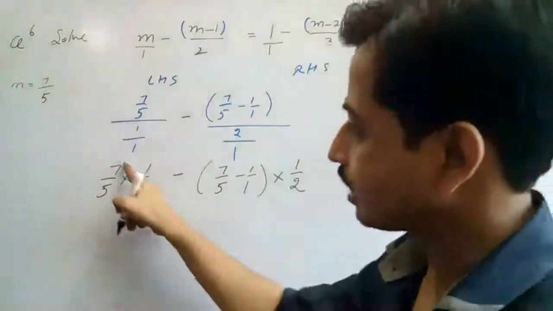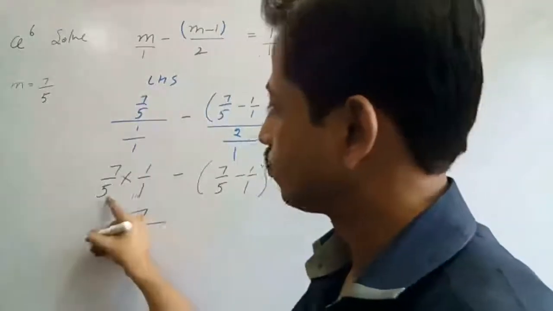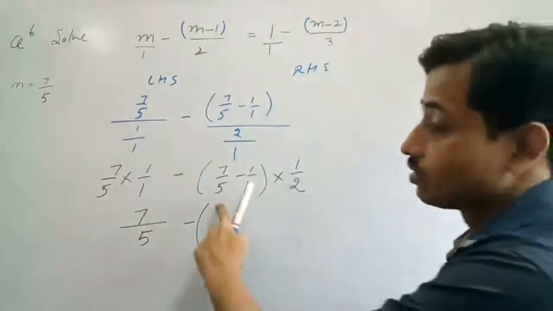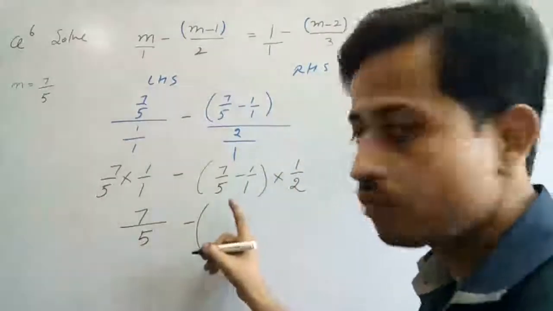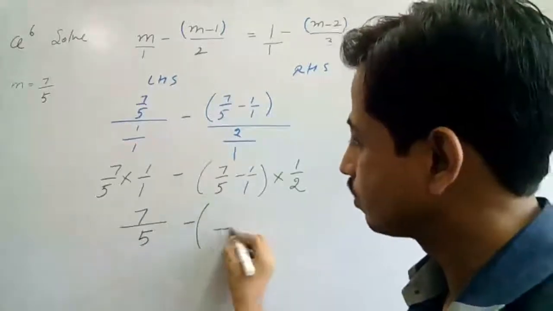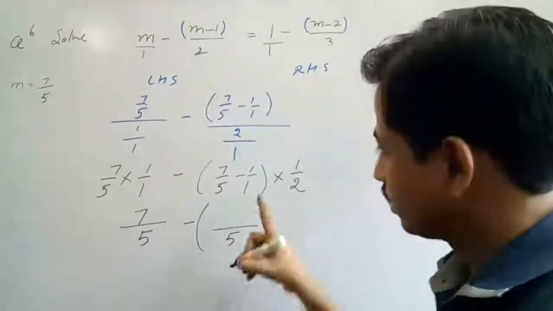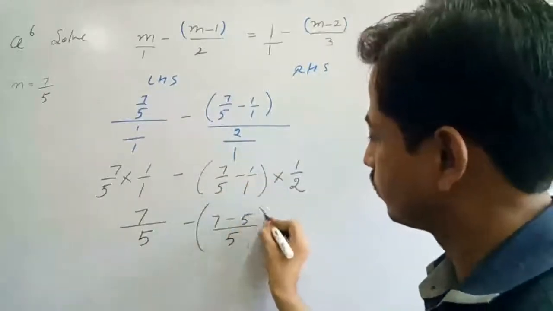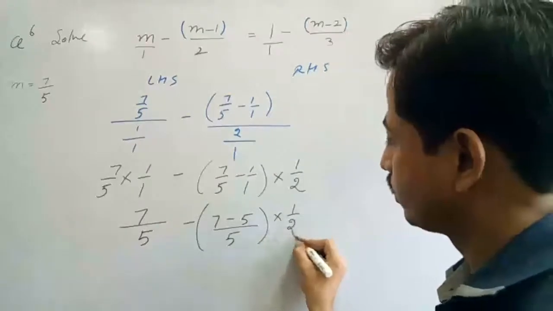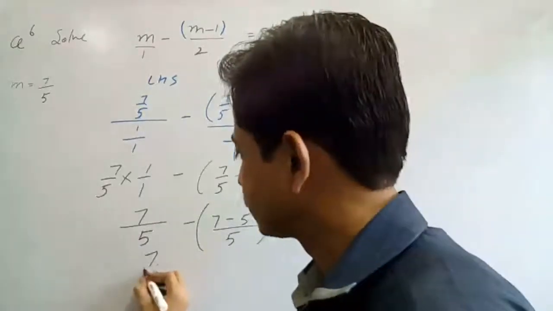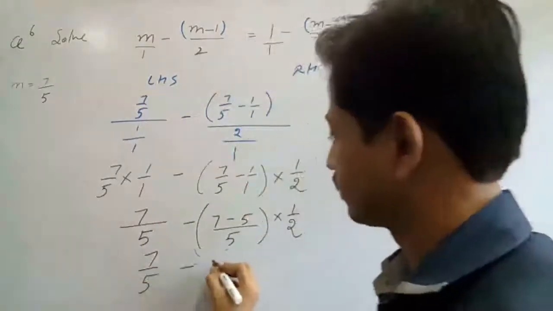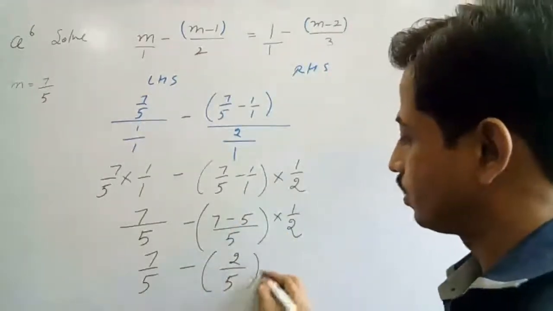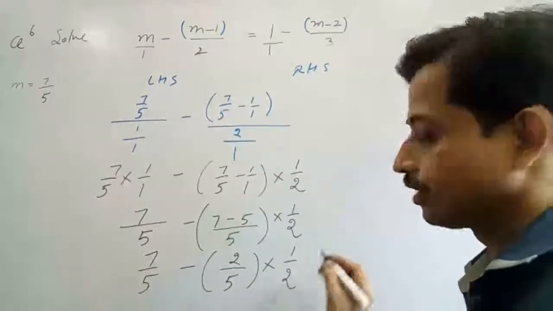Now solve it. 7 into 1, 7. 5 into 1, 5, minus. In this, firstly we have to solve it. How do we solve? Multiply 5 into 1, 5. Now 1 into 7, 7. 5 into 1, 5 into 1 by 2. Now further solve. 7 by 5 minus 7 minus 5, 2. Divide by 5. Multiply 1 by 2.